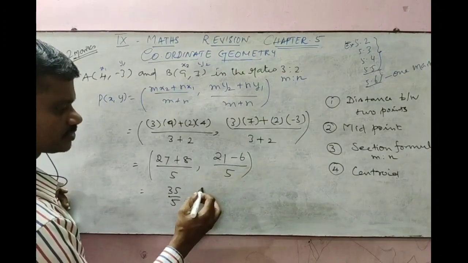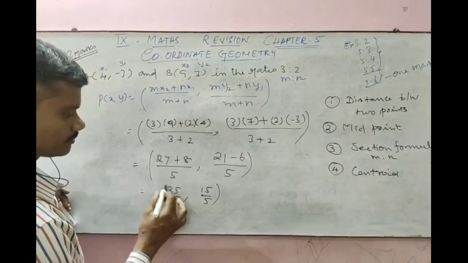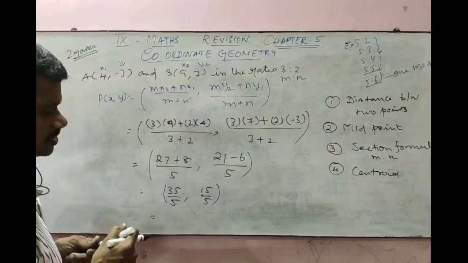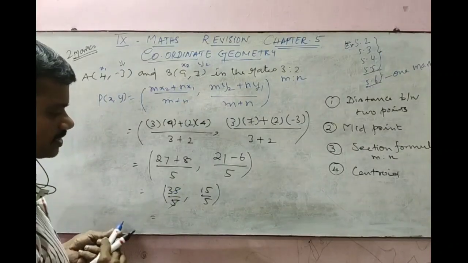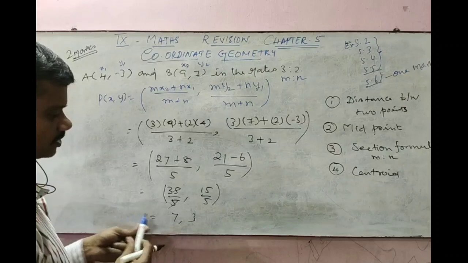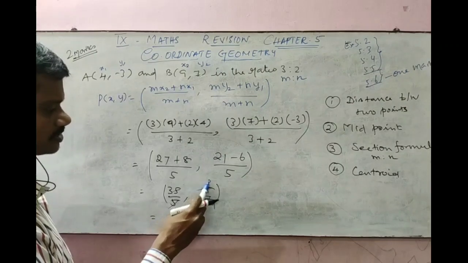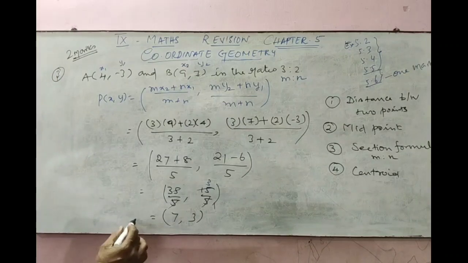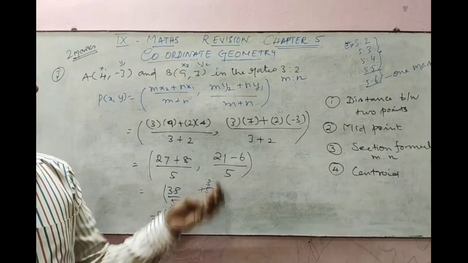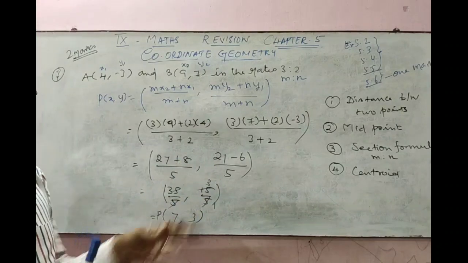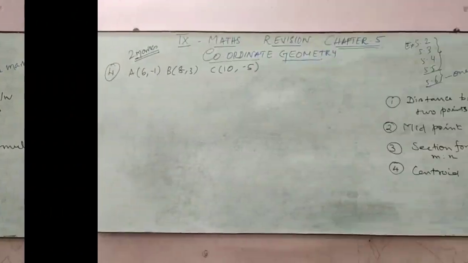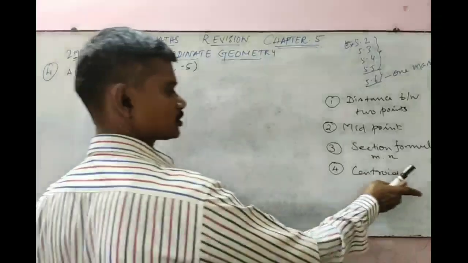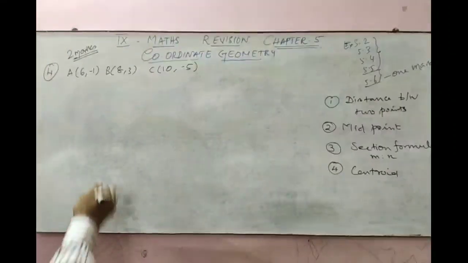21 minus 6 gives 15 by 5. So again if you cancel this 35 with 5, you will get 7 comma 3. 1 5 is 5. 3 5s are 15. So the answer is 7 comma 3, which is the point P. So 7 comma 3 is the point which divides the line segment in the ratio 3:2. Next we are going to do the fourth concept, that is the centroid.